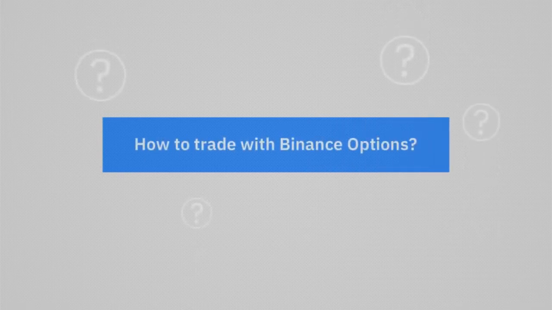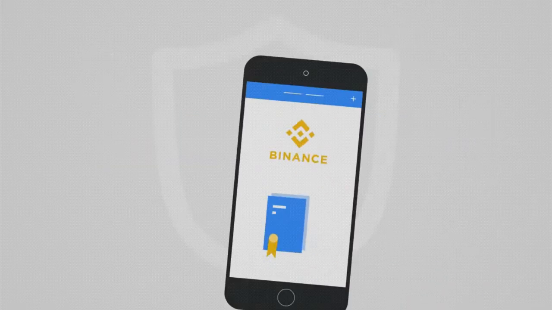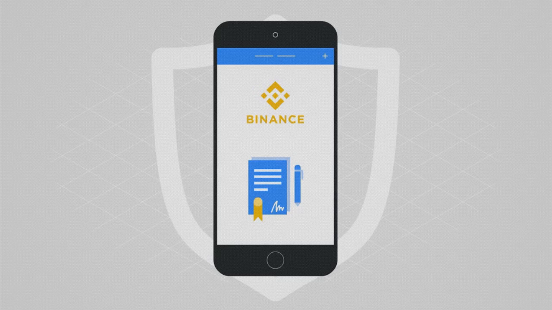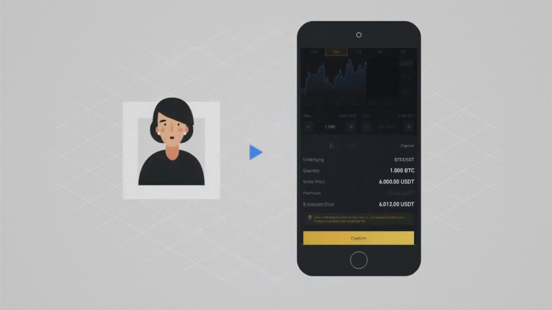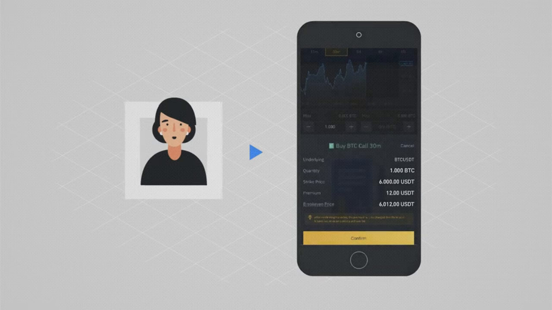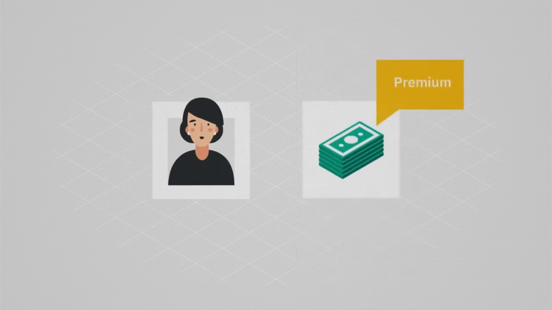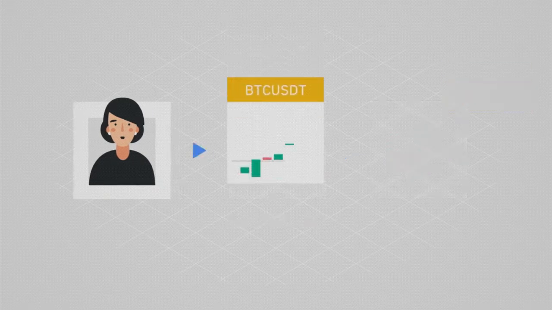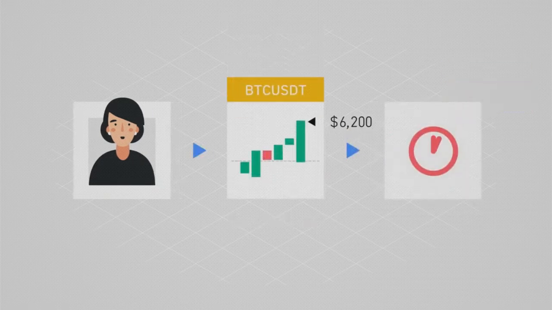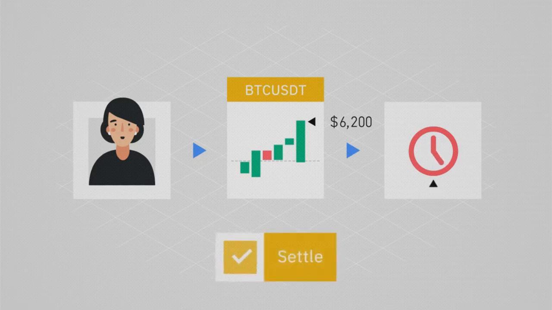How to trade with Binance options. Let's take Alice as an example. Alice purchases a 30-minute call option with a premium of $12 Tether. $12 Tether is deducted from the futures wallet balance. As the price of Bitcoin moves from $6,000 to $6,200, her position generates a profit. Subsequently, she may choose to execute the contract before the expiry.